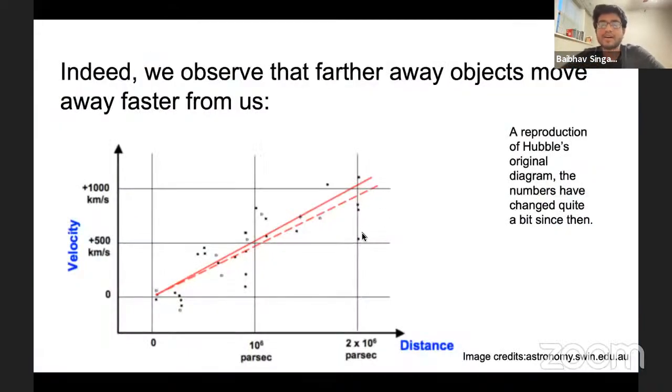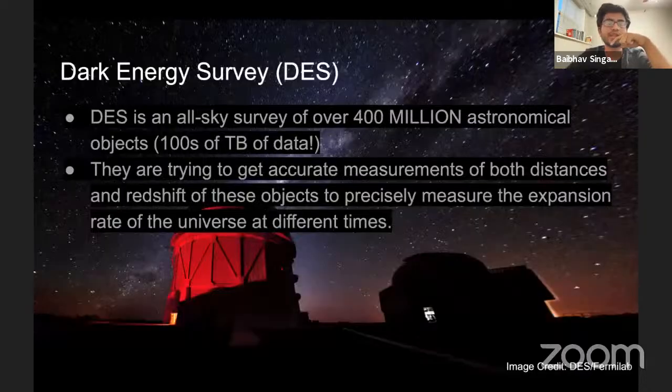And that's what Hubble found out, and we call this Hubble-Lemaitre's law. What he found out was that galaxies which are far away from us, where parsec is a unit of distance, are moving away at a way faster velocity than the galaxies that are near to us. And that's what we expect in an expanding universe. So we know that we are in an expanding universe right now.